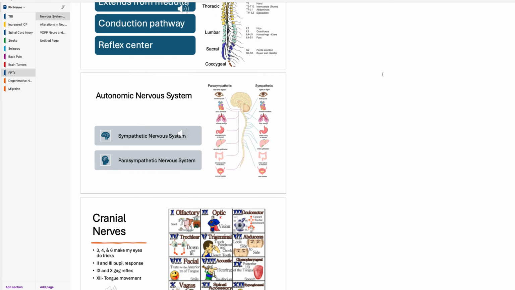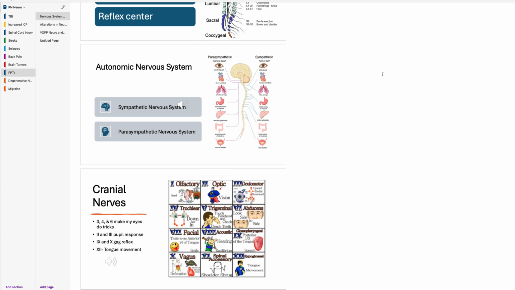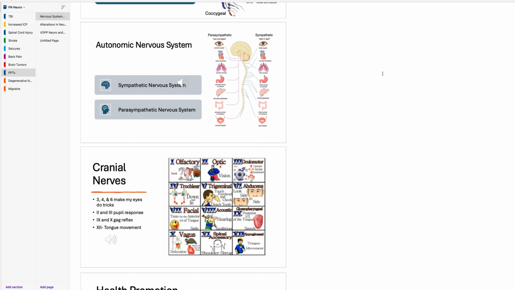All right, let's talk about some cranial nerves. Some are important for you to know. Okay, so the third cranial nerve, the fourth cranial nerve, and the sixth move your eyes. So 3, 4, and 6 make my eyes do tricks, okay?